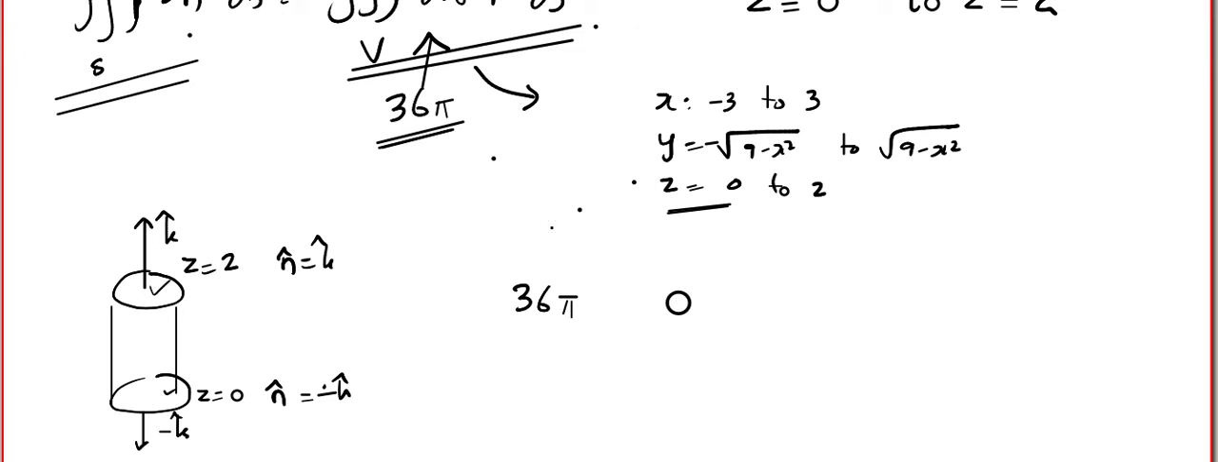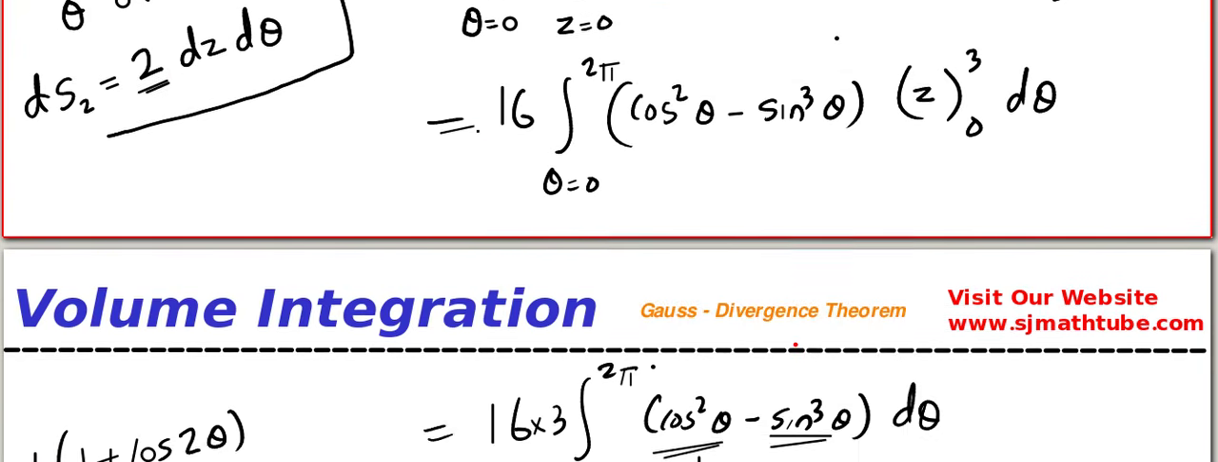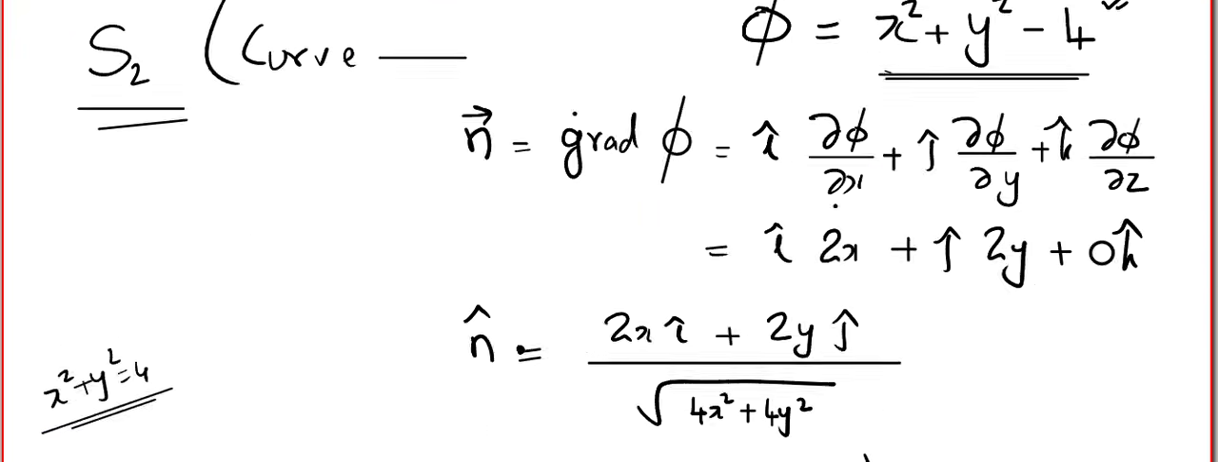And now one very important thing, for the curved surface you have to calculate gradient of phi, and gradient of phi turns out to be 2xi plus 2yj. So you can evaluate the rest. The answer comes to be 0. Anyway, you have to get the sum to be 36 pi. Okay, go through the video. There will be a lot of confusion. It's an extremely high quality mathematical problem.